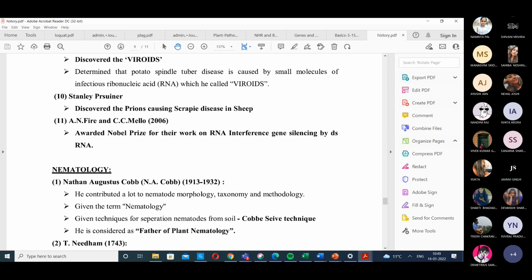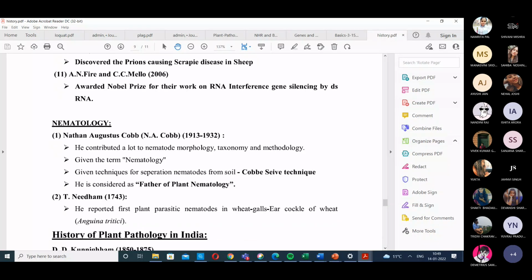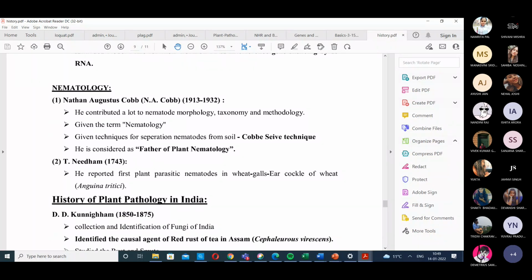These are the major discoveries in the early 2000s. Then if we talk about nematology, Nathan Augustus Cobb contributed a lot to nematode morphology, taxonomy, and methodology. He also gave the term nematology, and he gave some techniques to separate nematodes from the soil. He is known as the father of plant nematology.